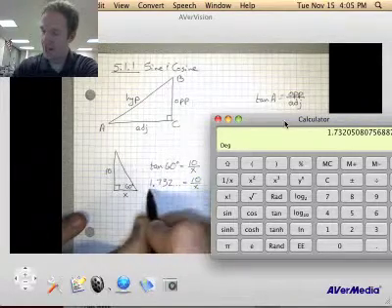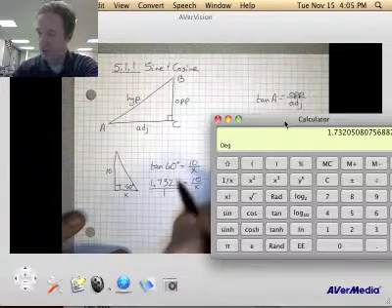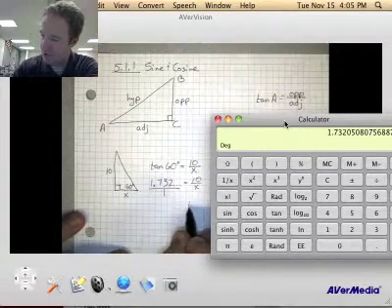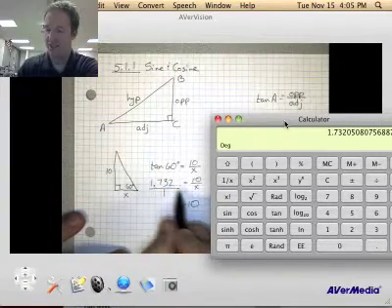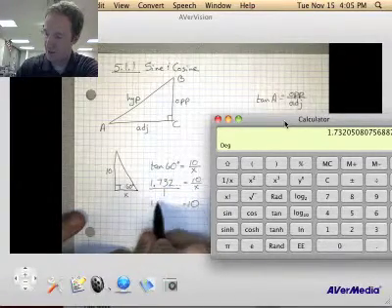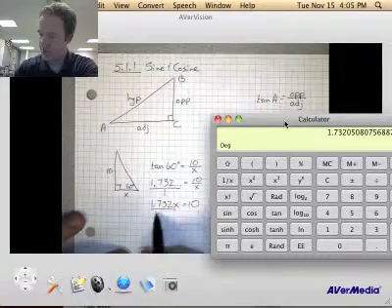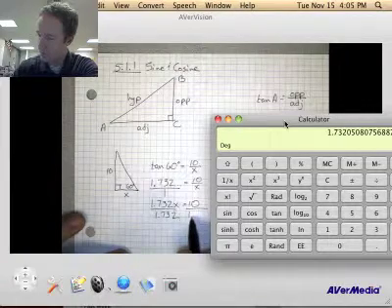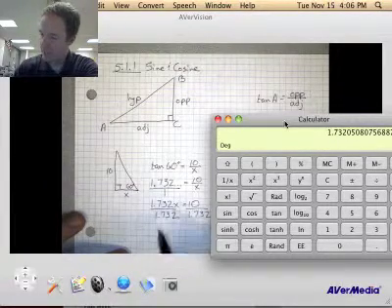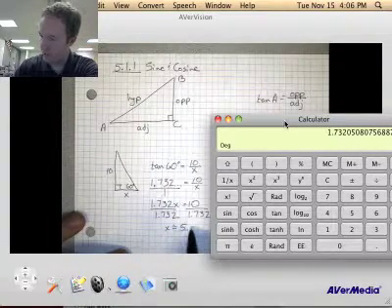Then we turn that 1.732 into a fraction by putting it over 1. Then you cross multiply. 1 times 10 is 10. And then 1.732 times x. Divide both sides by 1.732. And you get x is about 5.8.